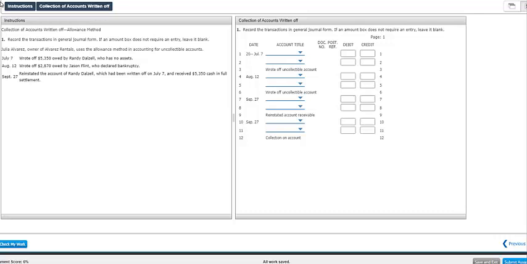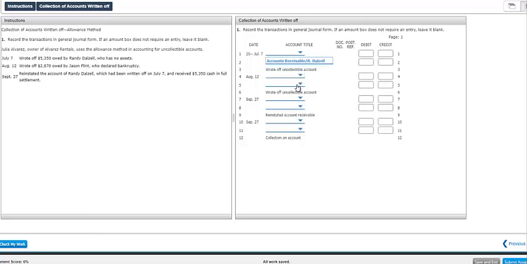So we can't carry a customer in accounts receivable if we know that they're not going to pay, or we would just have that customer in accounts receivable forever. But when we are notified that that customer will not pay or cannot pay, that is when we write them off. And so when you see write off, remember that they're coming out of accounts receivable. So on July 7th, we wrote off $5,350 owed by Randy Dalzell, who has no assets. So if we are writing them out of accounts receivable, then we need to credit accounts receivable to take them out of our accounts receivable balance.